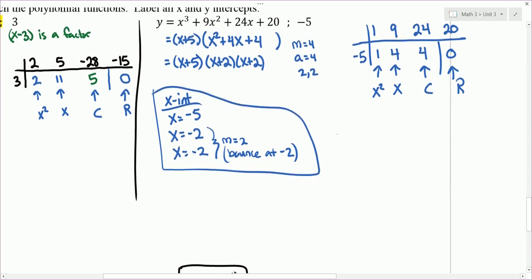Okay, lastly we want our y-intercept. We get our y-intercept by plugging in 0 for x. So y is 0 plus 5 times 0 plus 2 times 0 plus 2, or 5 times 2 times 2, which is 20.